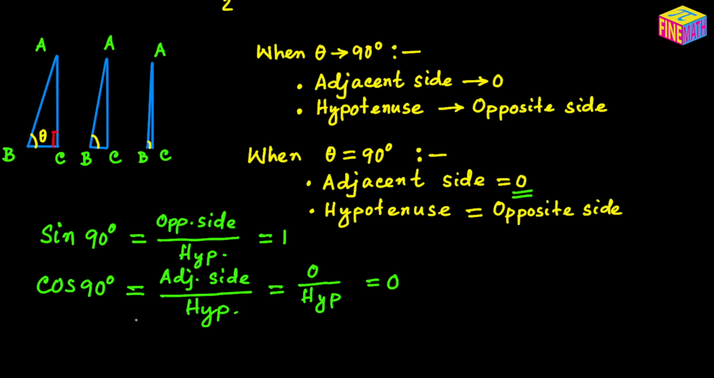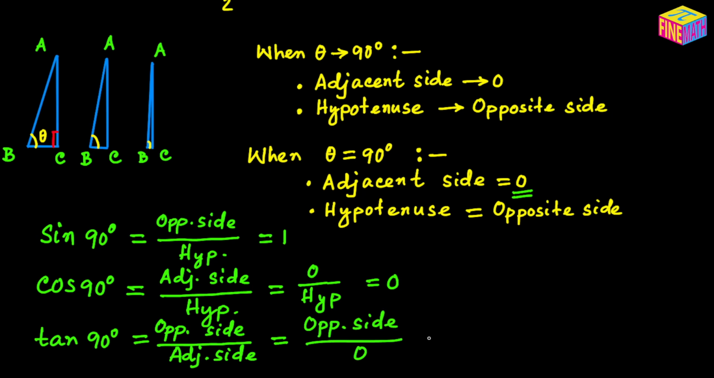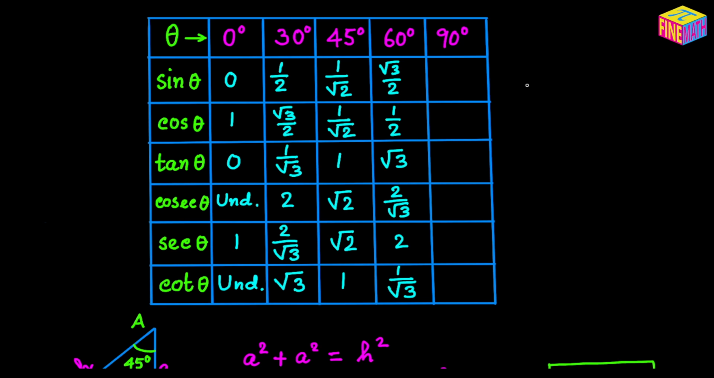And from here, what would be tan 90 degrees? Let's do the tangent of 90 degrees. That would be equal to opposite divided by adjacent. Now you see the adjacent side is 0 and the opposite side is equal to hypotenuse. So it is actually opposite side divided by 0. That becomes undefined, right? So we now know the value of sine 90 degrees, cos 90 degrees and tan 90 degrees. So let's go and fill up the table. Sine 90 degrees is 1, cos 90 degrees is 0 and tan 90 degrees is undefined.